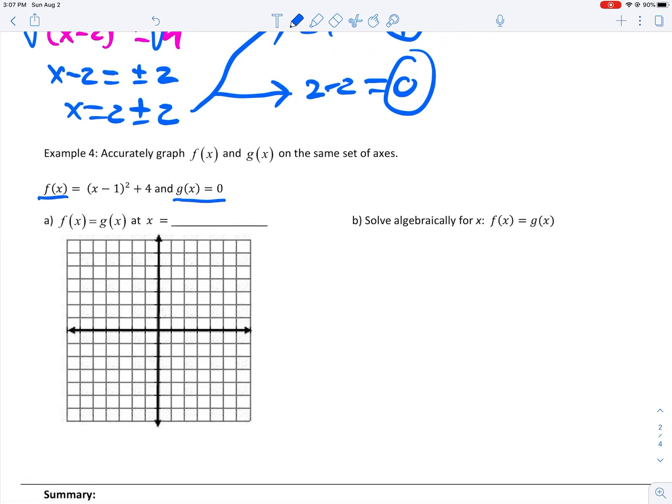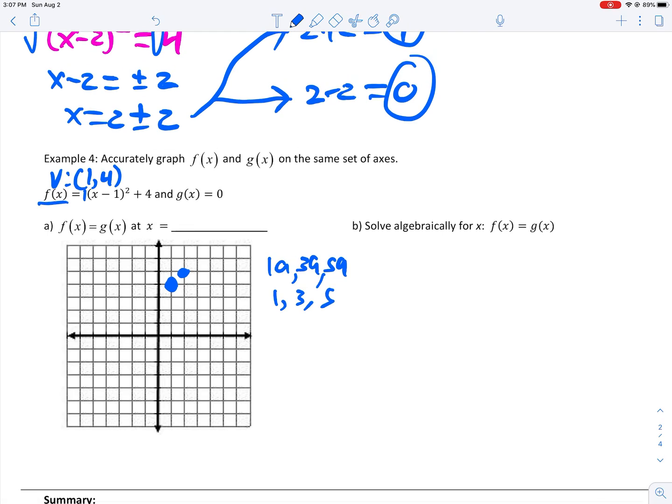So first one here, we have two functions. We have a quadratic and we have a line. I'm going to graph the quadratic in the blue. Its vertex has been shifted to the right 1 and up 4. Now it's a 1, so remember we can use our pattern 1a, 3a, 5a. a is 1, so 1, 3, 5. Over 1, up 1. Left 1, up 1. And you could go up 3, but it goes off.